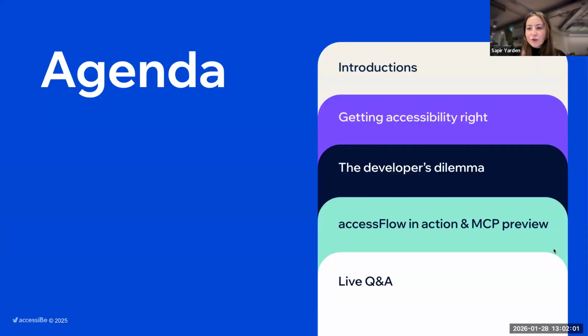We'll briefly introduce ourselves in just a moment, and then we'll talk about accessibility also briefly before we get into the developer's dilemma. What's holding accessibility back for developers and product teams, why this is being stalled, and what we can do about it. And then my colleague will share accessFlow, our accessibility management platform, in real time along with the MCP, which was very exciting.